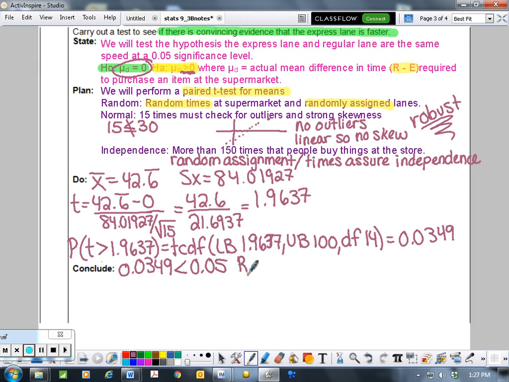So we reject our null hypothesis, which means we have convincing evidence that the alternative hypothesis is true. We have convincing evidence that the difference is greater than 0, which means the express lane is faster.